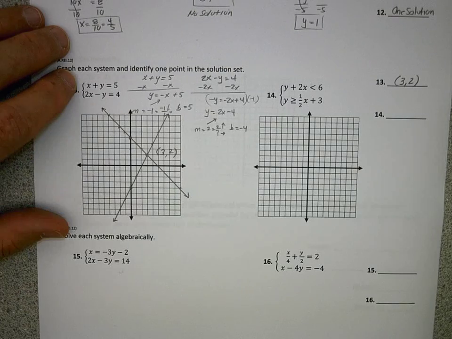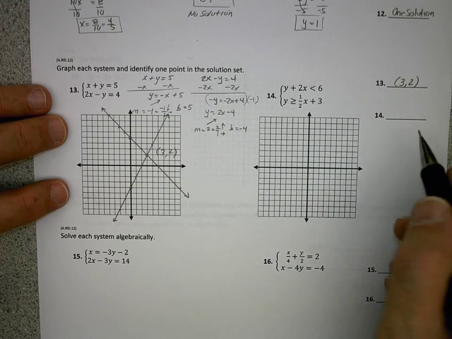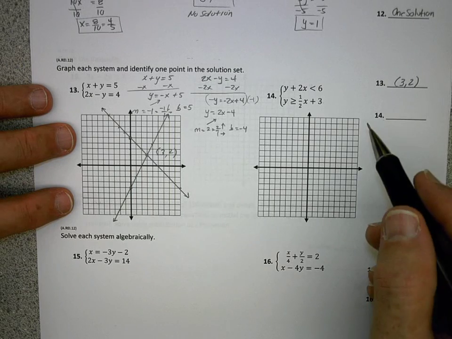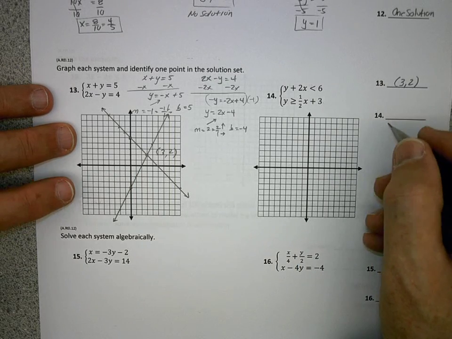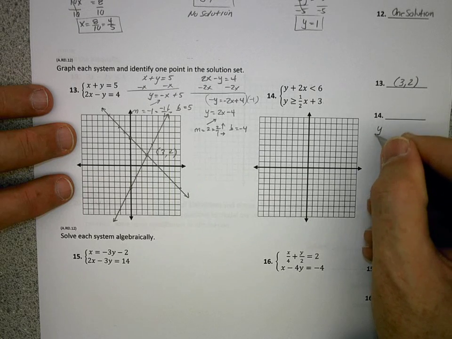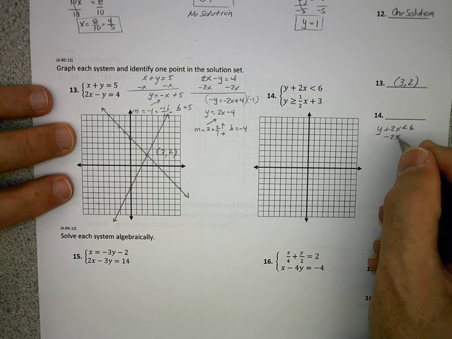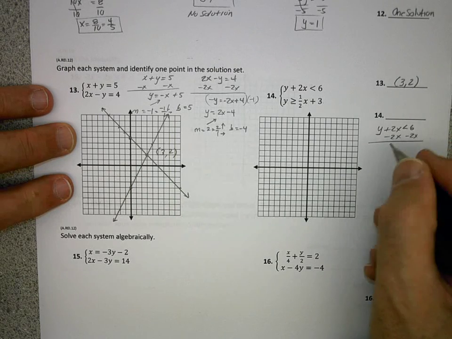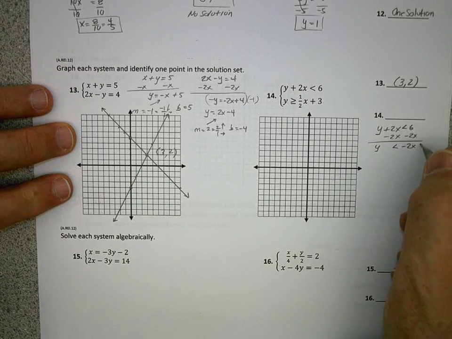Now we have an inequality. So let's begin by, again, we want to graph the boundary line first, which is what this would be if it were 0. So let me just solve them both for y. The first one, I have y plus 2x is less than 6. So I'm going to subtract 2x from both sides. I get y is less than minus 2x plus 6.